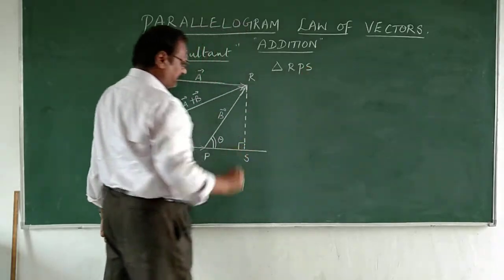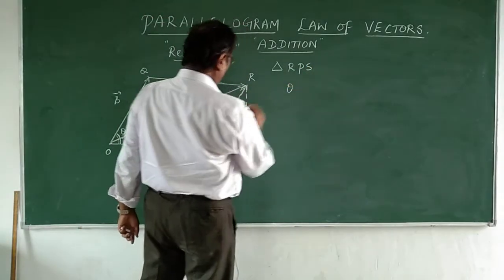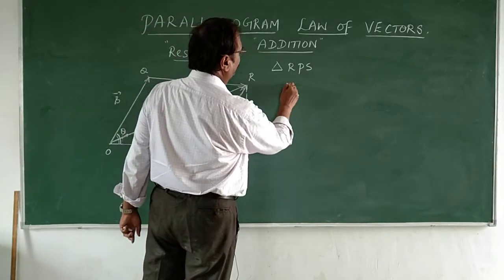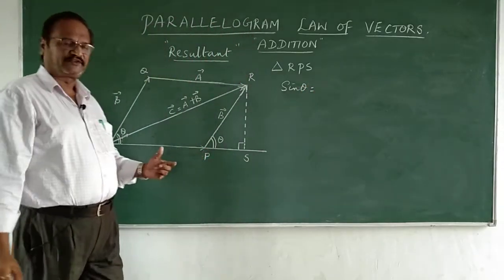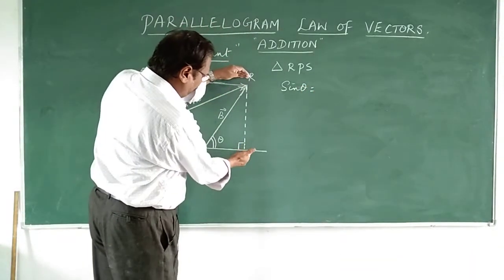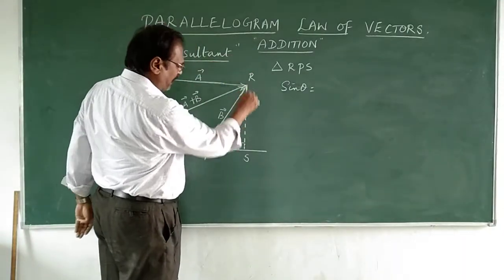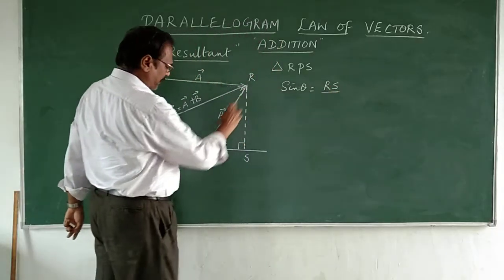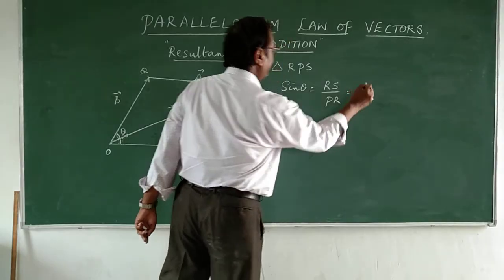RPS is a right angle triangle. In this, what is angle theta? That we are going to define. First we will define sine theta. What is sine theta? Sine theta is perpendicular upon hypotenuse. Perpendicular is RS, so RS upon hypotenuse, which is PR.